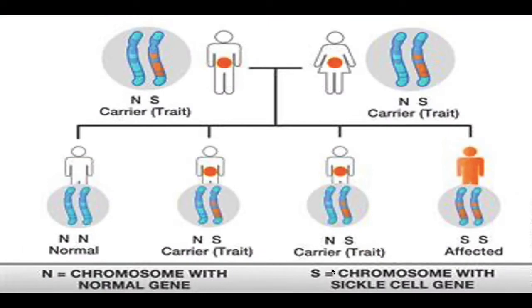Now, here you can see the chromosome with the normal gene and the chromosome with the sickle cell gene, which is S in shape. So if a carrier crosses with a carrier, that means one is male and the other is female, the offspring will be normal, carrier and affected also.